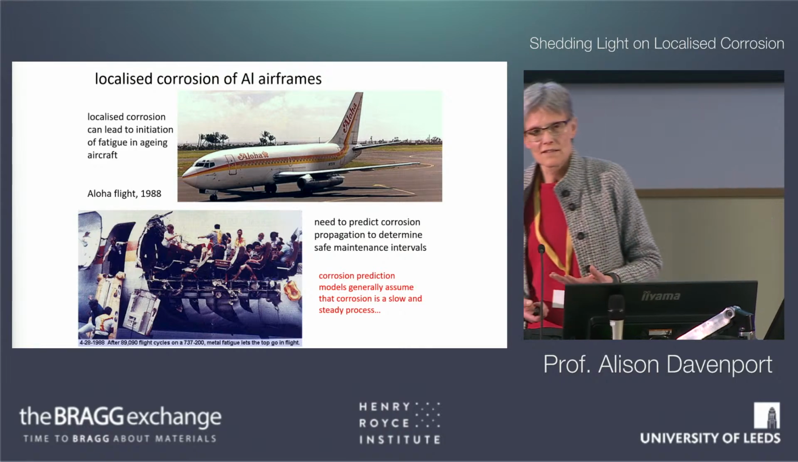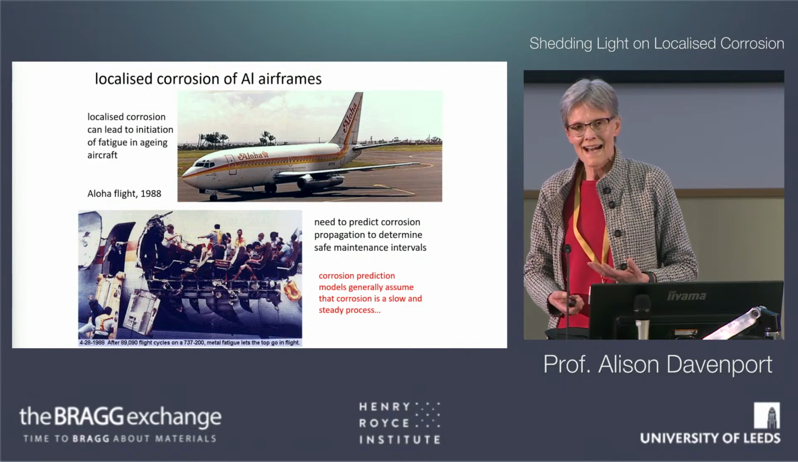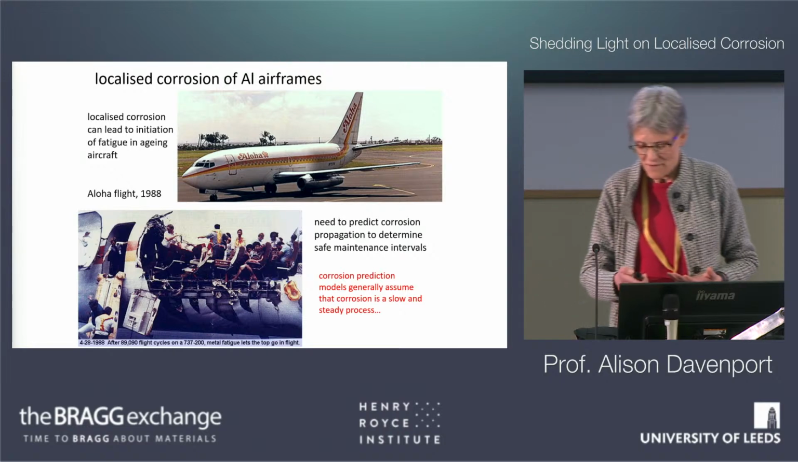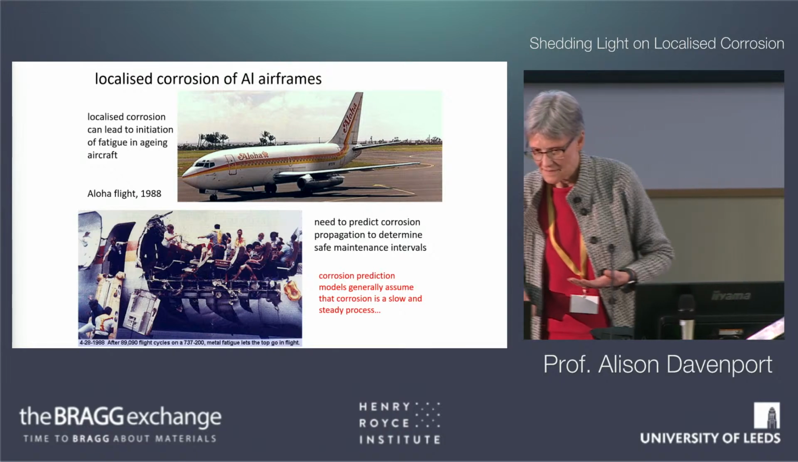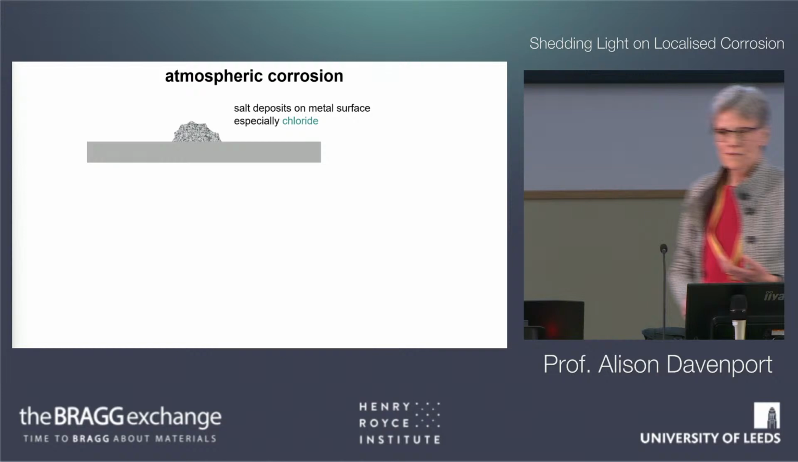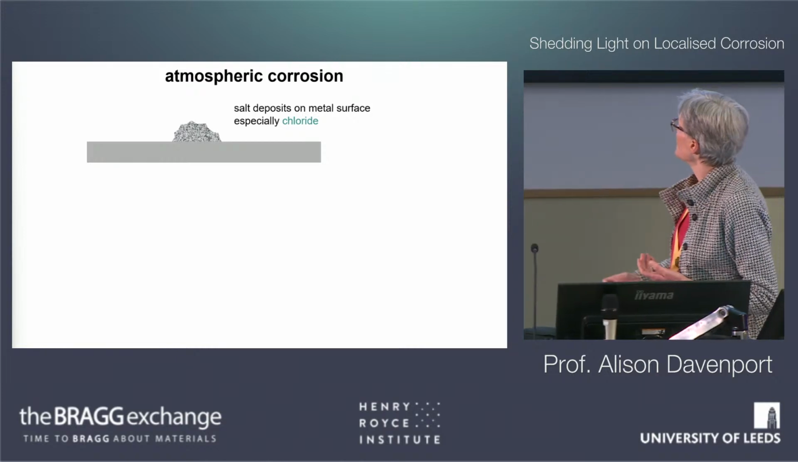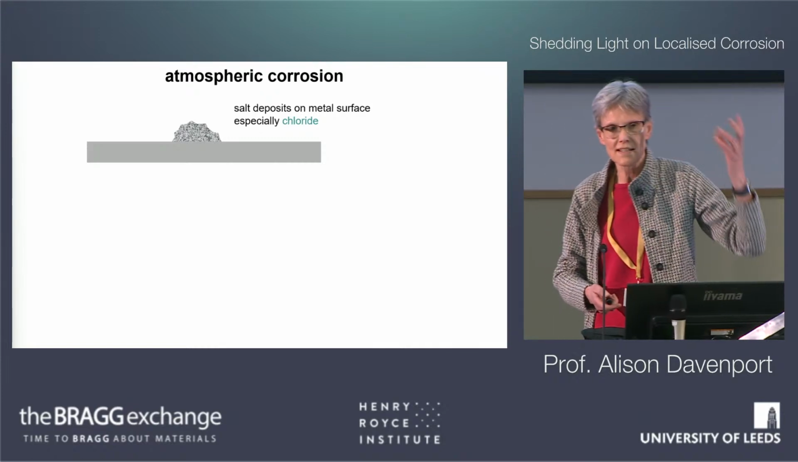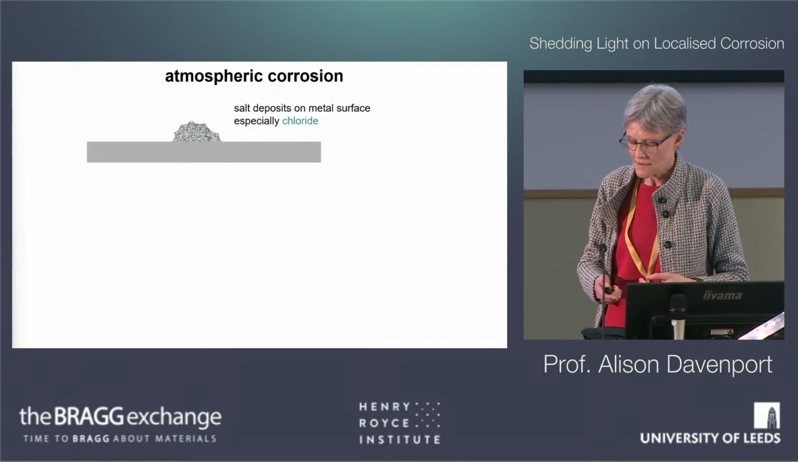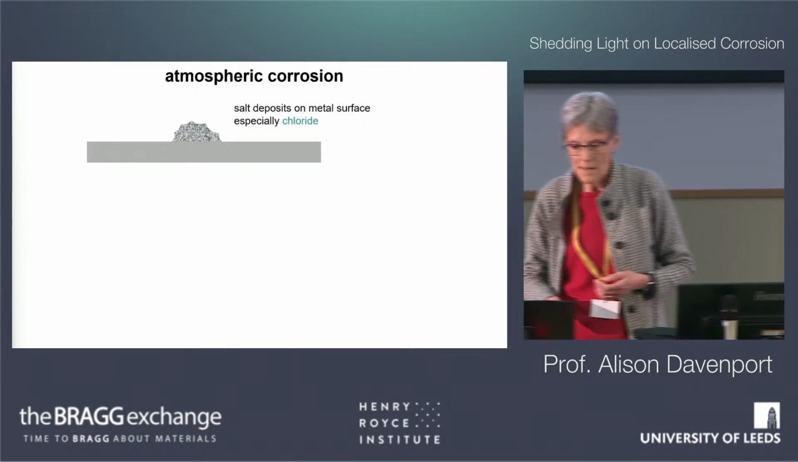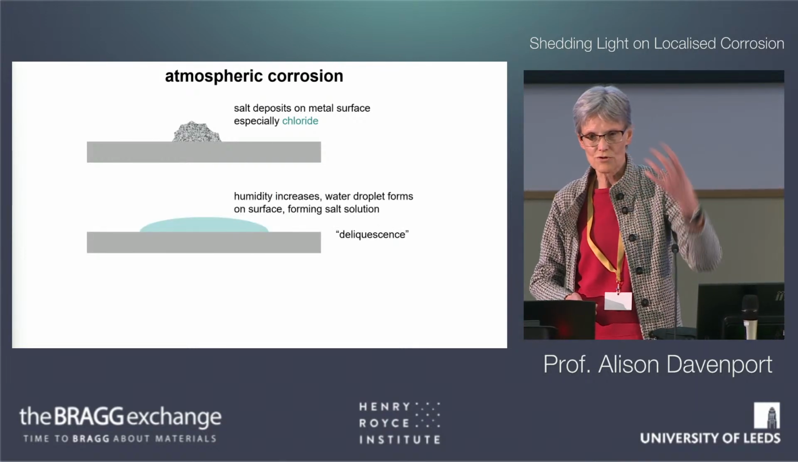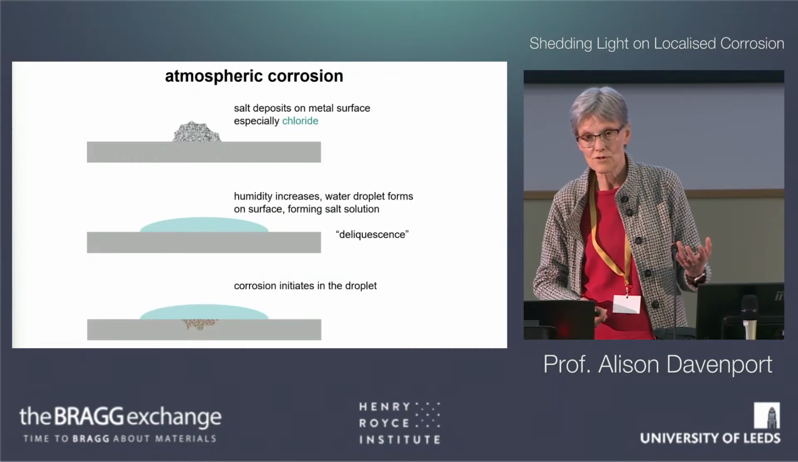So, spoiler alert, what I'm about to tell you is that that doesn't work very well, for reasons which I hope will become apparent. So, essentially, the kind of corrosion that we're dealing with is known as atmospheric corrosion. We have salt from the air or sea or whatever deposits on a metal surface, and then what happens is we get a bit of humidity, the salt deliquesces, we've got a droplet, and corrosion happens underneath the droplet.